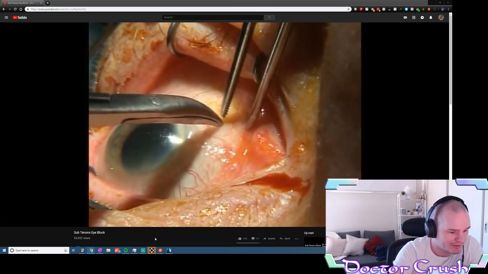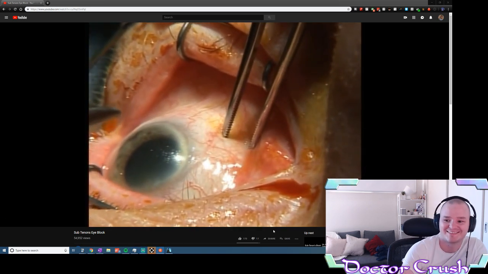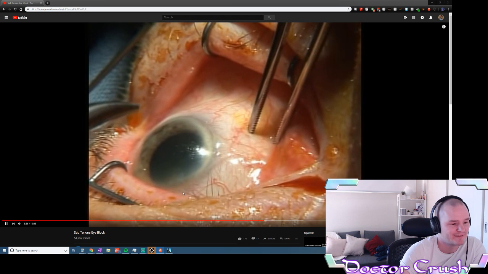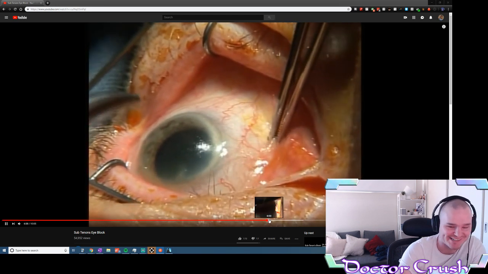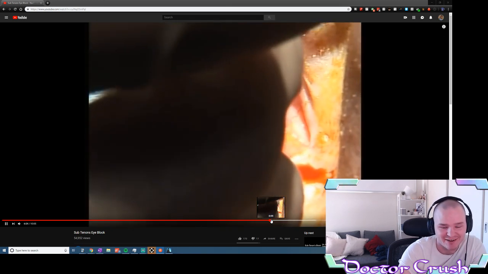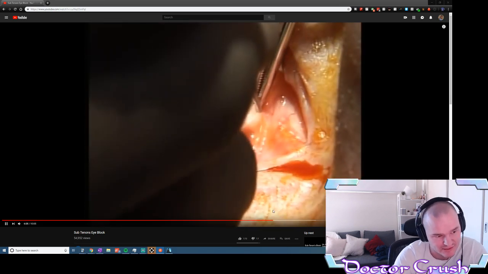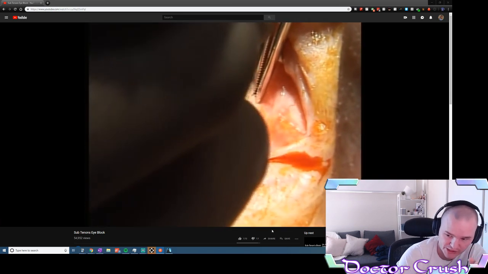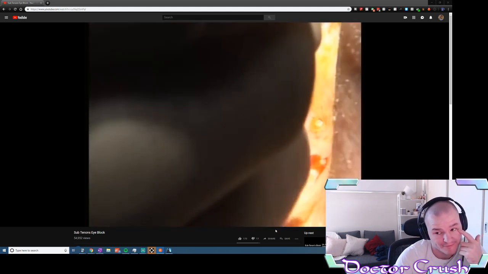So you pick up a little bit of the eyelid there. Jesus Christ, he's taking so long. This poor patient. Pick up a little bit of it. Can't really see. So he's making a little cut in the eye. Then you use these scissors to push down and create a small tract around the eyeball itself.